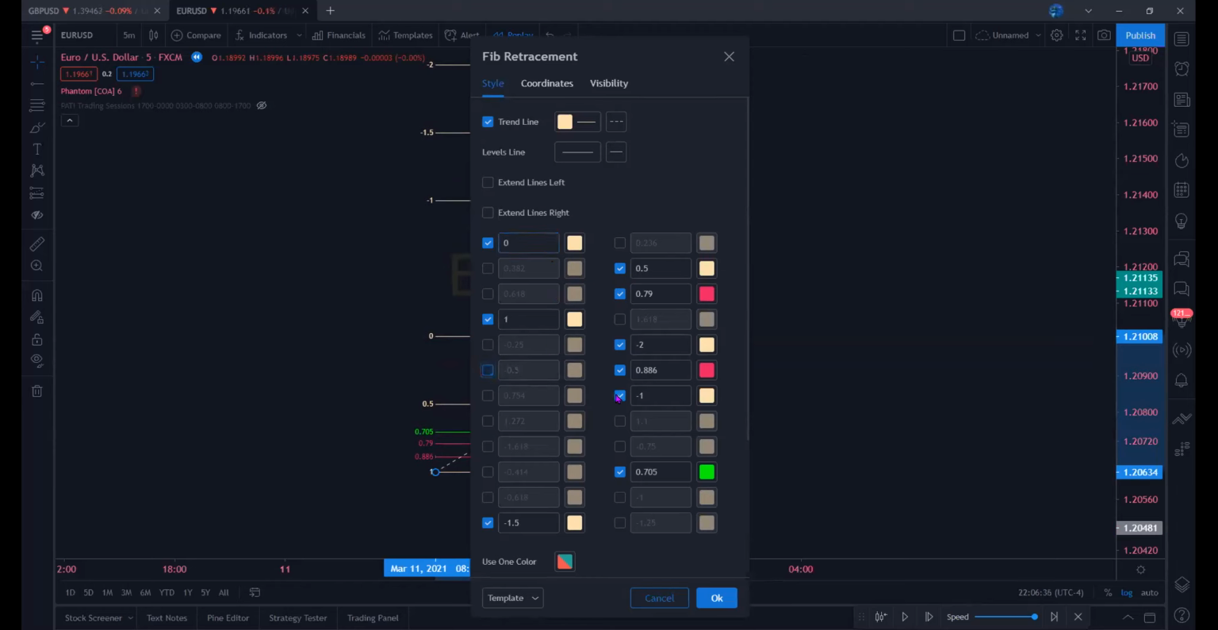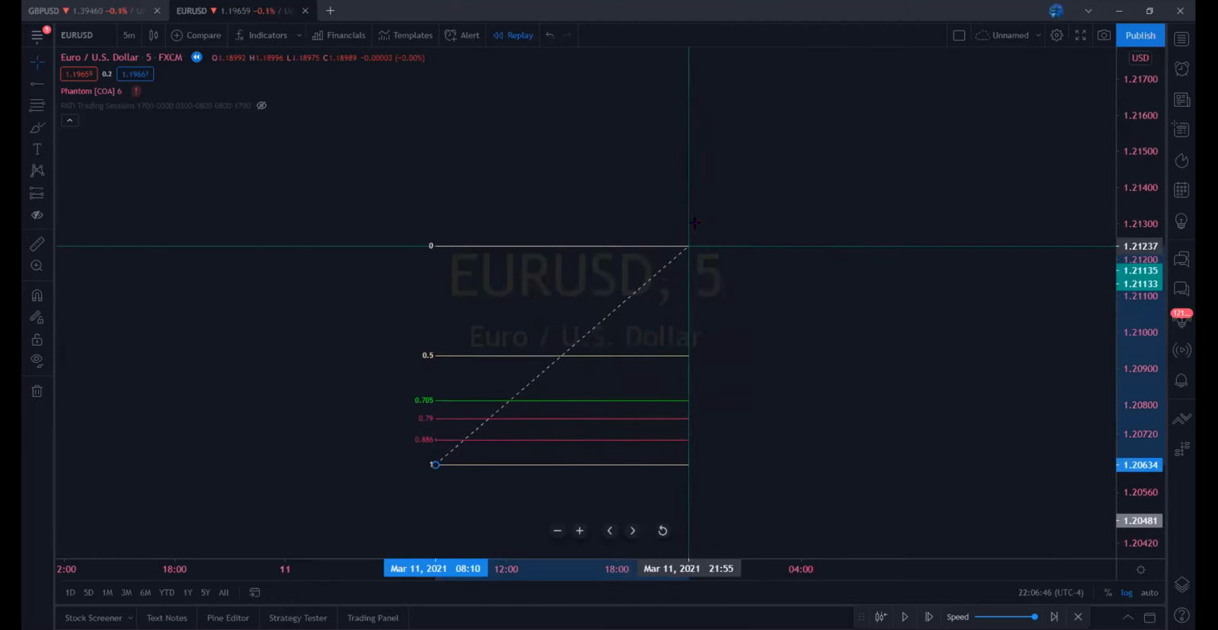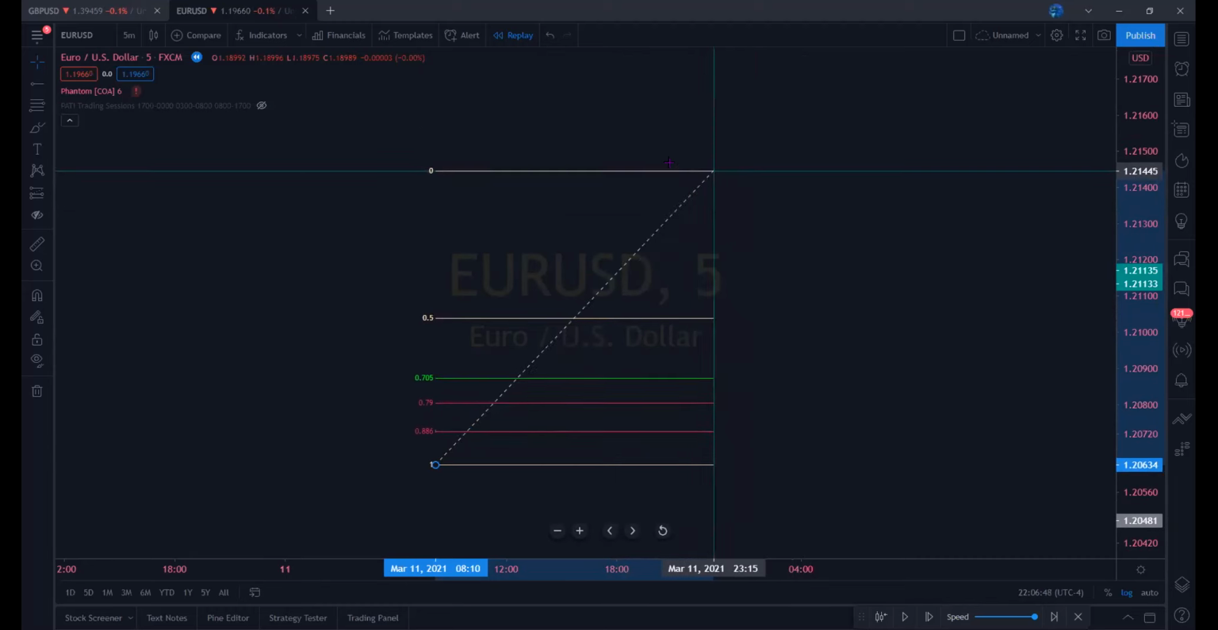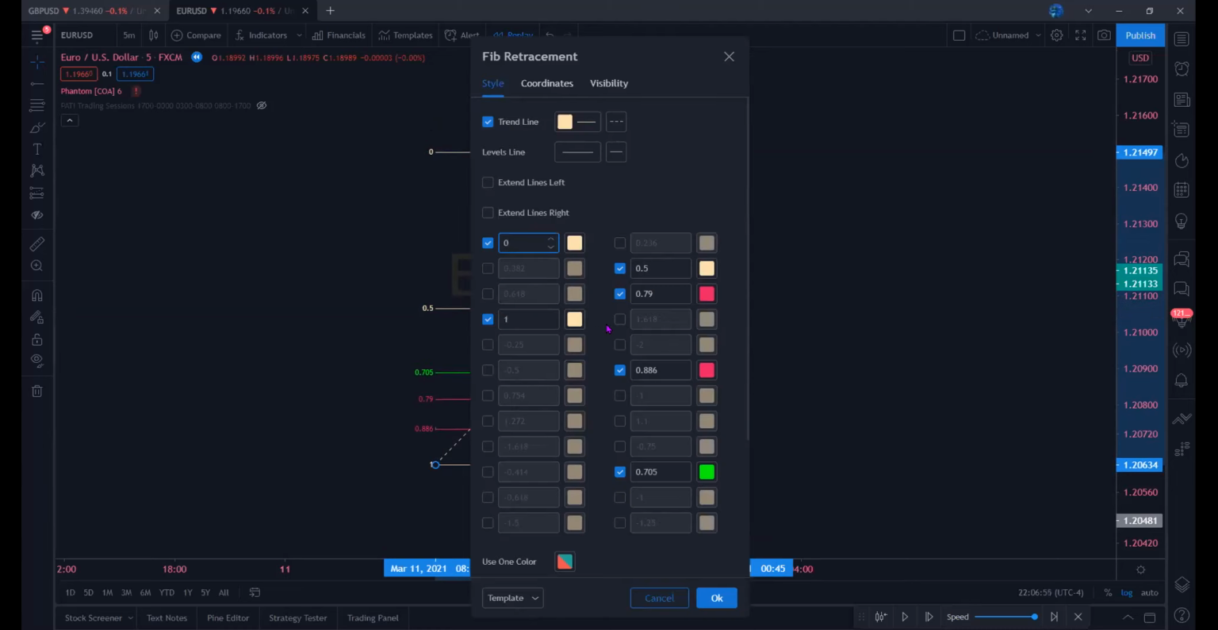I'm going to get rid of this, I'm going to get rid of this, okay? So this is the bare bones fib that you should have available to you at all moments. You should always have this fib available. I'm going to show you what the levels are, okay? The levels are 0, 1, 0.5, 0.79, 0.886, 0.705. Some people use the 71, it is the exact same thing.